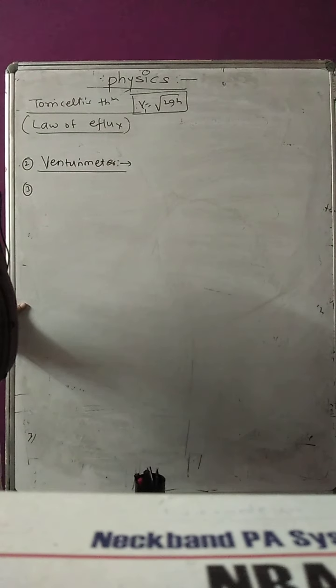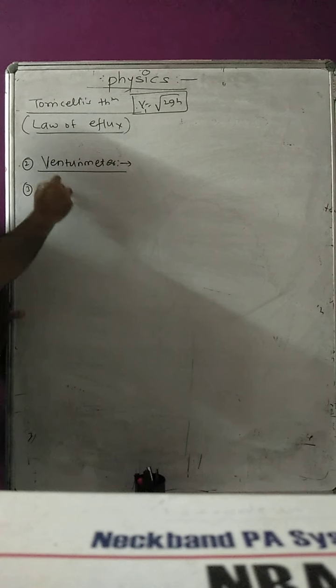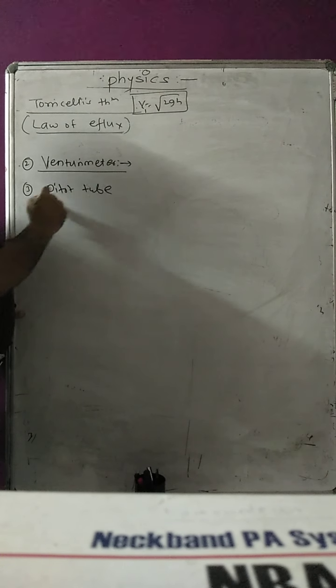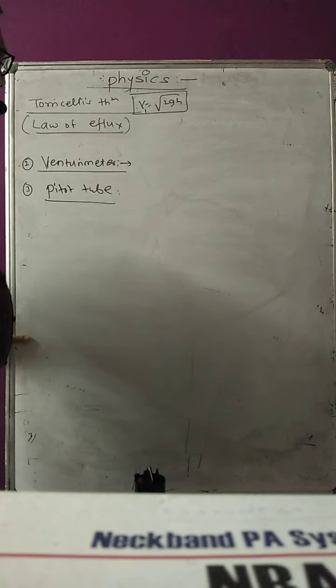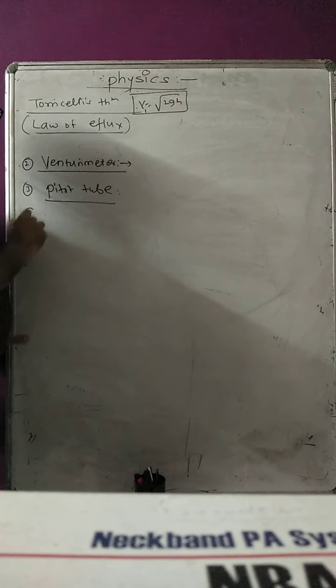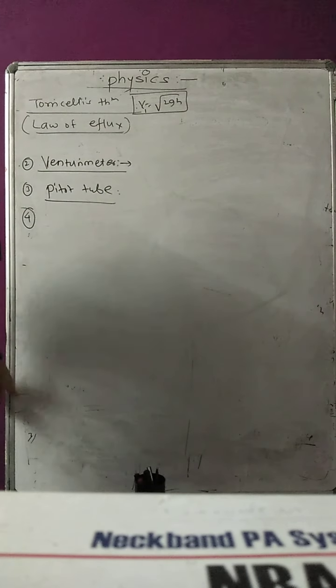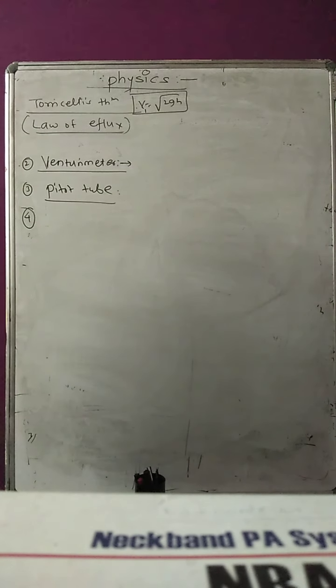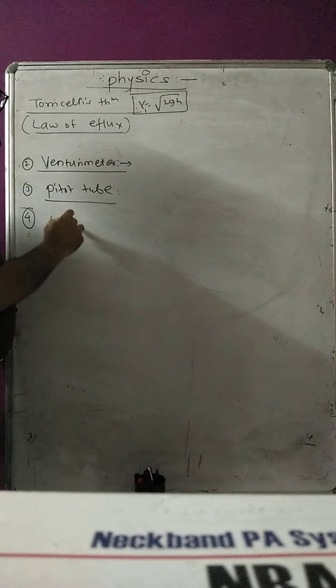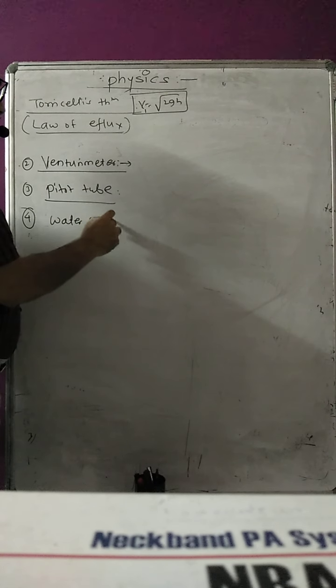The third application we want to learn is the pitot tube. A pitot tube is also a tube in which the rate of flow of liquid can be calculated. But that flow of liquid should be steady, meaning it should move with a constant velocity. So the rate of flow of fluid can be calculated in the case of a pitot tube. It is a device used to measure the rate of flow of liquid across any section of a pipe. Then the water pump.